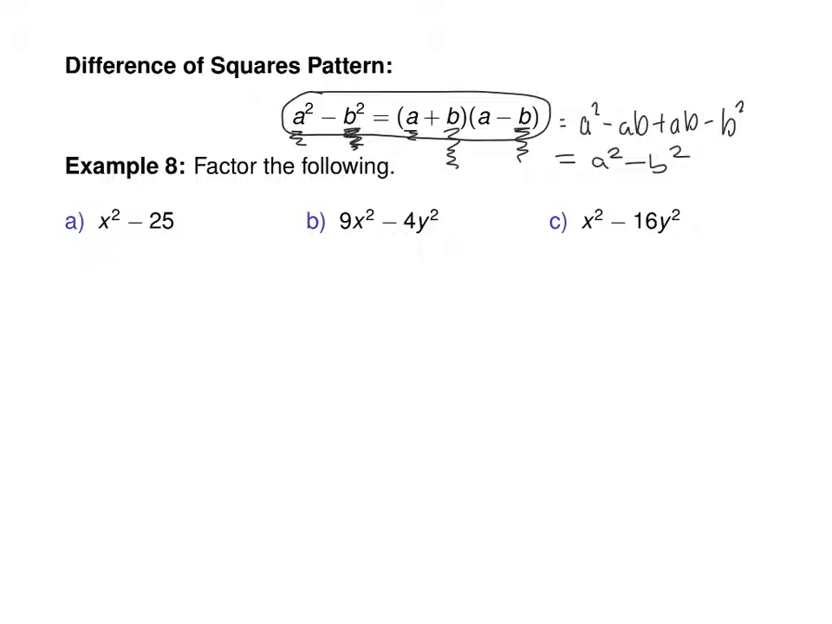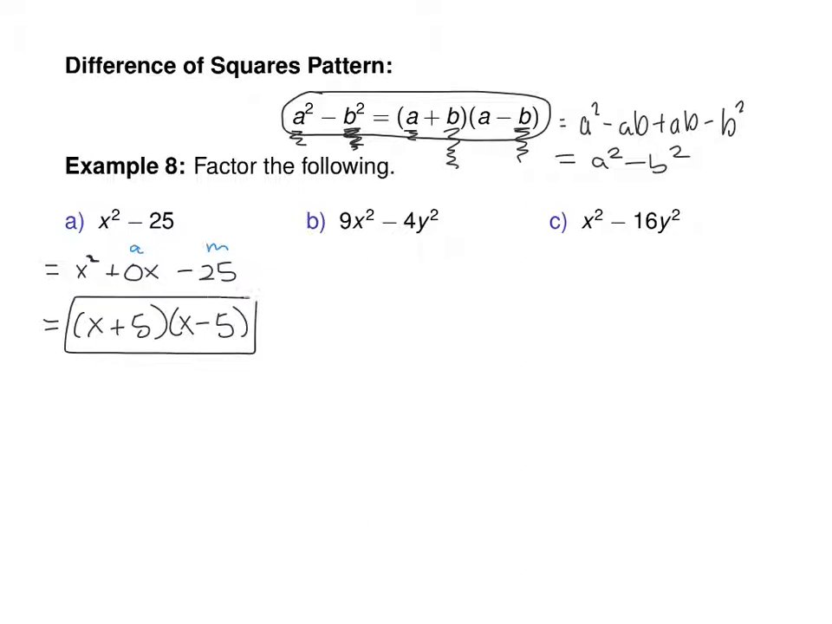I can explain that another way with this pattern, x squared minus 25. Think about that as x squared plus 0x minus 25. We need two numbers that multiply to make negative 25 and add to 0. And those numbers are 5 and negative 5. So this will factor into x plus 5 times x minus 5. And you have to look and see what happened from the original problem to the answer. The x squared became x and x, and the 5 is the square root of 25.